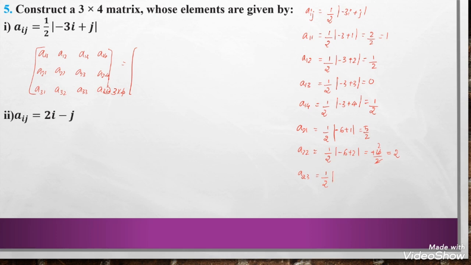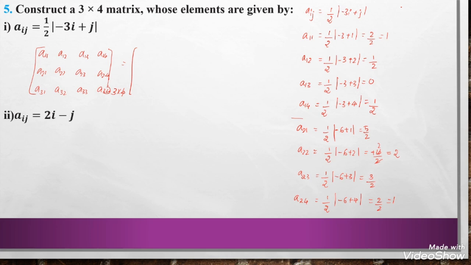1 by 2 modulus of minus 3 into 2, minus 6. Again plus j. j becomes 3. Next, minus 6 plus 3 becomes minus 3. There is a modulus. It becomes 3 by 2. Again 2 comma 4: 1 by 2, minus 6 plus 4. Minus 6 plus 4 becomes minus 2, modulus 2 by 2 is 1. Okay. These are the elements of the second row.